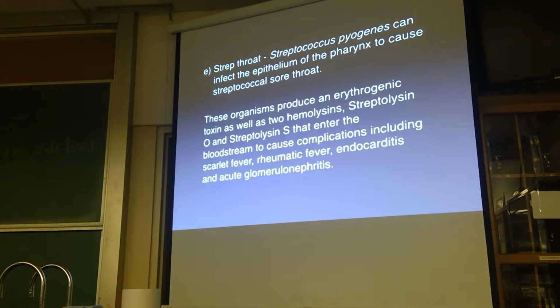As I said, Streptococcus pyogenes gets into the pharynx. They're not particularly invasive, but they do produce these toxins. Hemolysins, there's two types, streptolysin O and streptolysin S. They also produce streptokinase that breaks down fibrin, and they produce leukocidins that kill white blood cells.